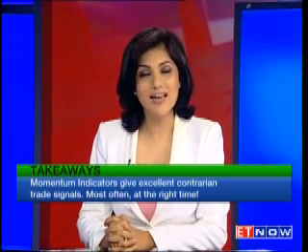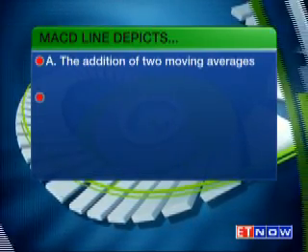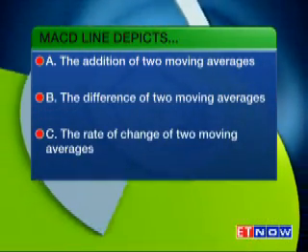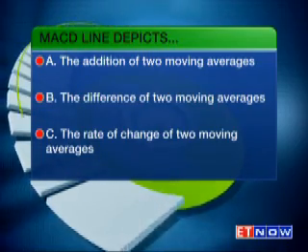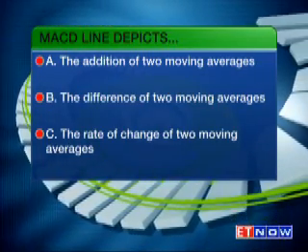Time now for a short break, but let's see what you remember of what we discussed last time, and that was about the moving average convergence divergence line. So here's an easy quiz for you. I'm sure you will all get it. MACD is the line that depicts, and you have a couple of options out here. You need to pick the right one. A, MACD depicts the addition of two moving averages; B, does it depict the difference of two moving averages; and C, does it depict the rate of change of two moving averages. So that's three options for you. Figure out which is the right one, and we'll tell you the answer when we come back after the break.